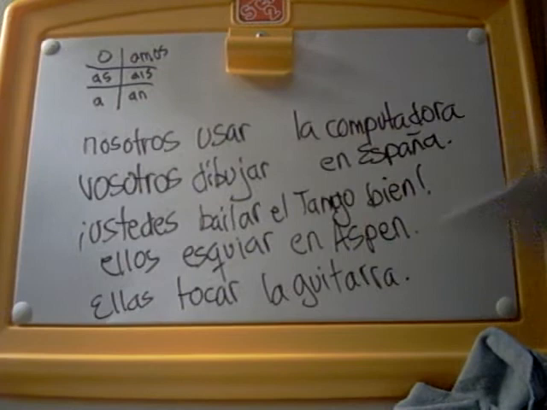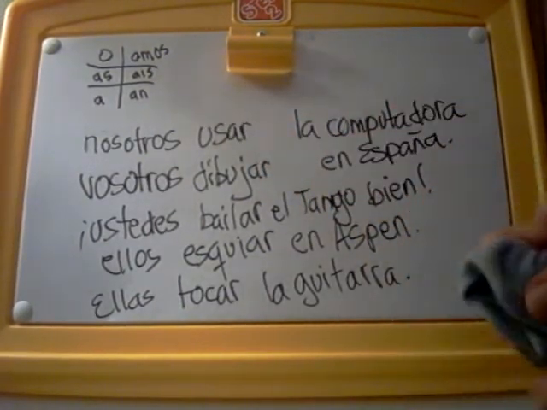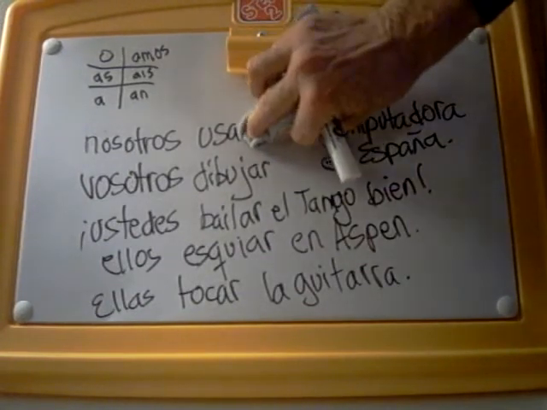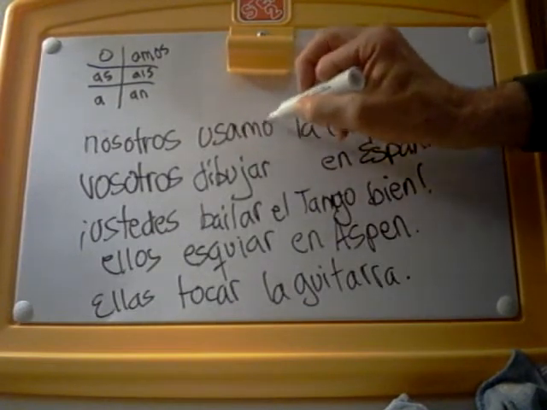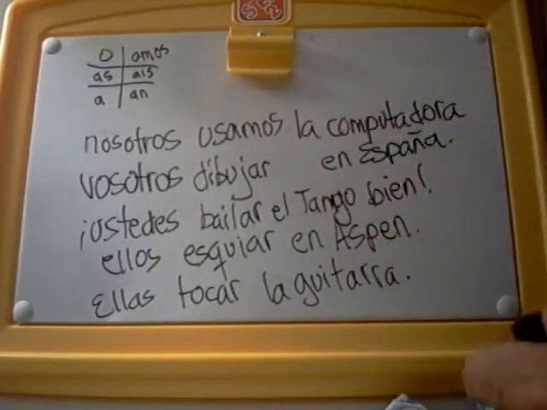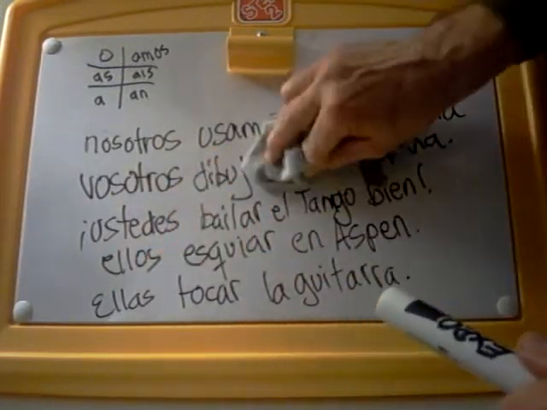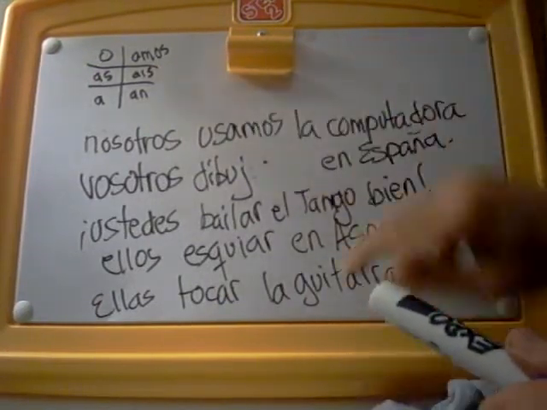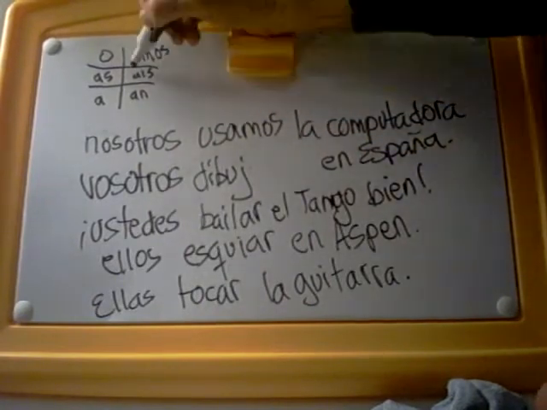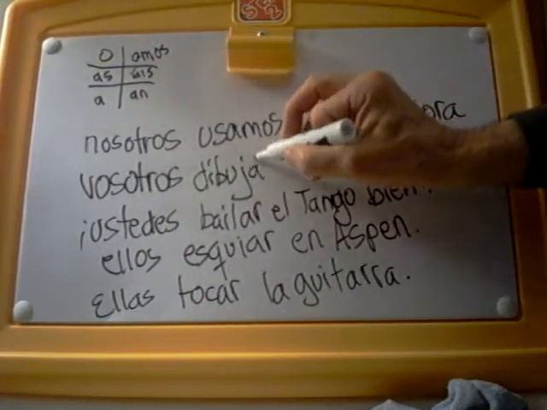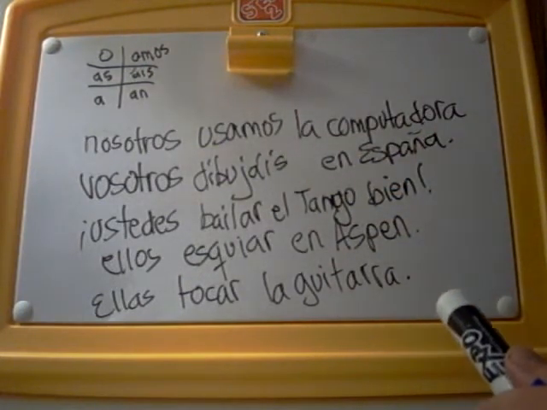Okay, and here's some more sentences. I have nosotros usar la computadora. I want to say we use the computer. I have to take the AR off, and then I put the AMOS on. Nosotros usamos la computadora. That one works real well. Vosotros dibujar en España. I've got to take off that AR, and for vosotros, it's the AIS form right here, and this I has an accent over it. Dibujáis.